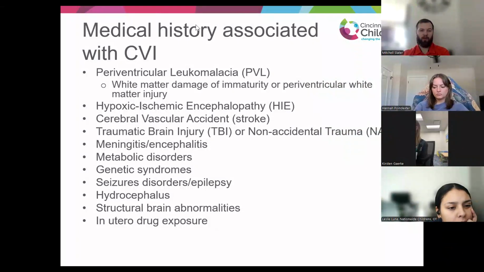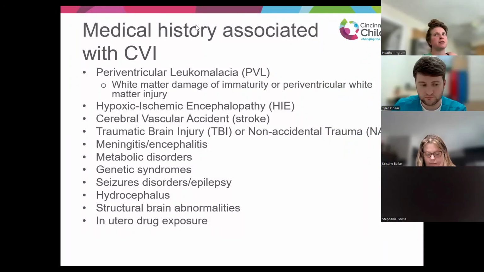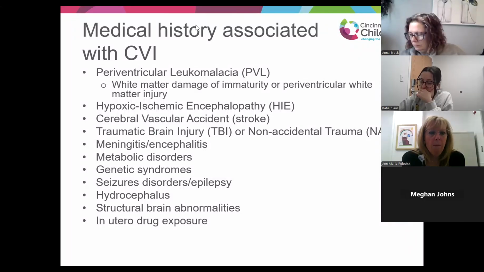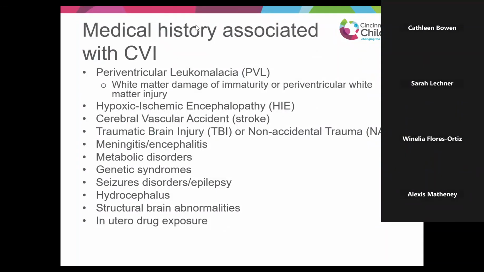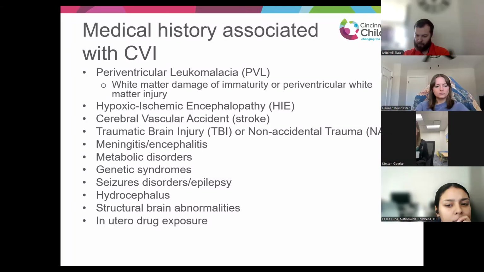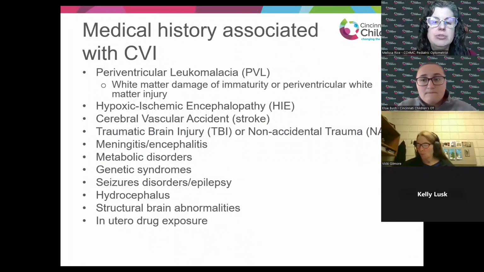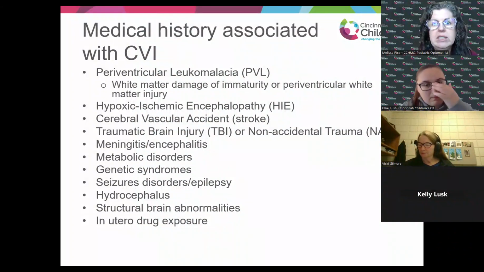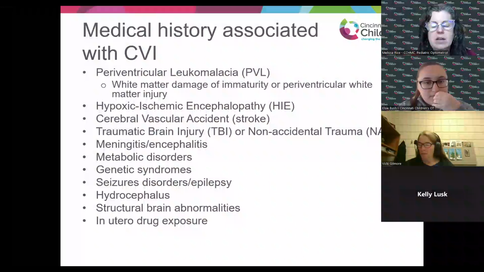HIE, hypoxic ischemic encephalopathy, is diagnosed in kids that are greater than or equal to 37 weeks. It's a disruption of the brain's blood flow, and that can also have that lower field defect. Another one is CVA, or stroke, which puts a child at risk for CVI. Traumatic brain injury, depending on severity and location, and non-accidental trauma, unfortunately, often have CVI as a sequela.